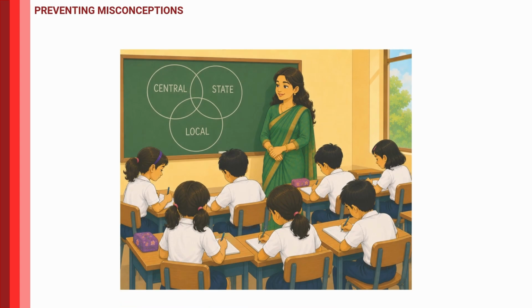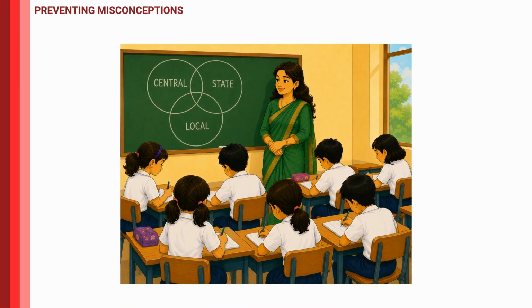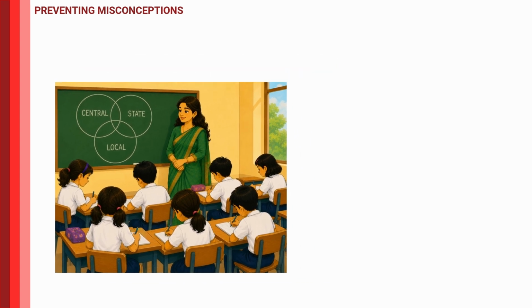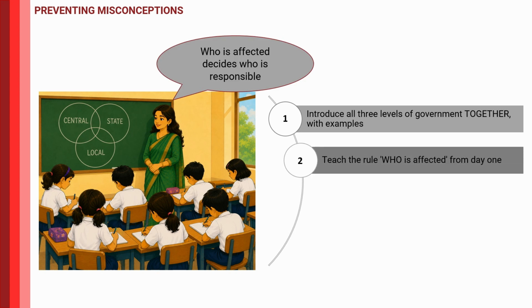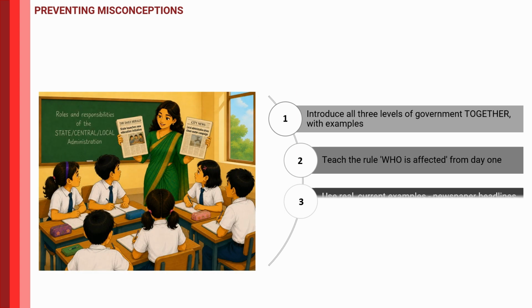Equally important, how do we teach this concept from the start? First, when introducing government in earlier grades, present all 3 levels together: central, state, and local, and what each handles side by side. Second, teach that simple rule: who is affected decides who is responsible, from day 1. Third, use real current examples, newspaper headlines, local events, so students see the concept in action.